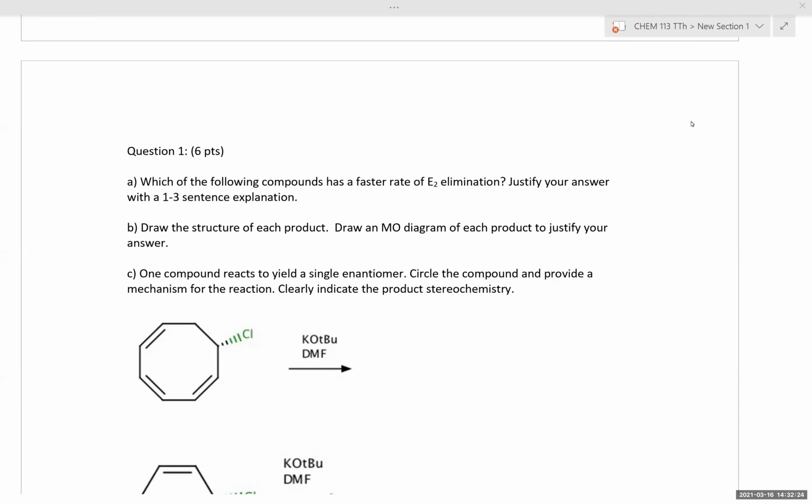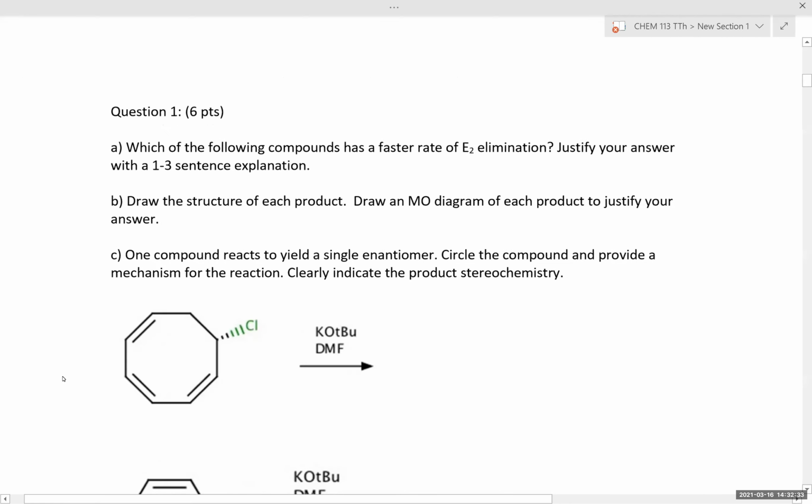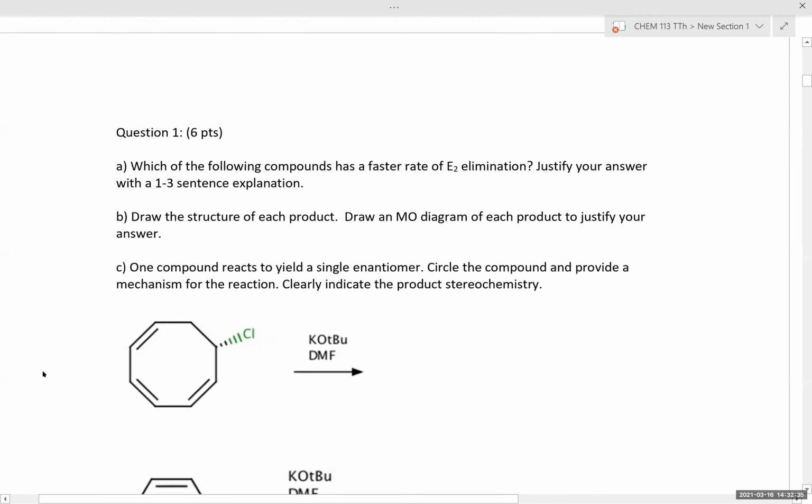Okay, so we're going over the practice exam 1 for Chem 113, Organic Chemistry 2. So let's start going through the questions and providing our responses.